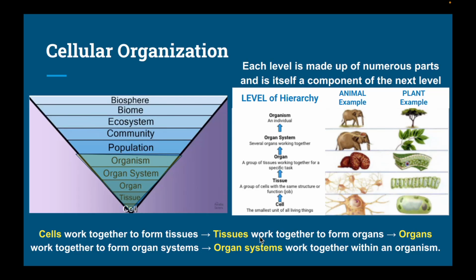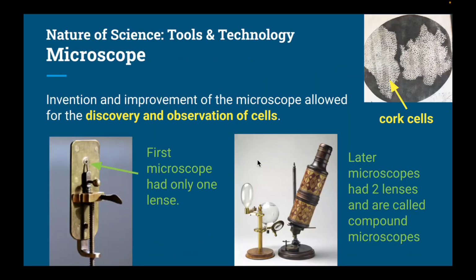When our tissues are working together, we get organs like your heart, your brain, your stomach. When we have organs that work together, we call that an organ system, like your digestive system. And then together, our organ systems work together to make an organism. But let's focus on the cell.